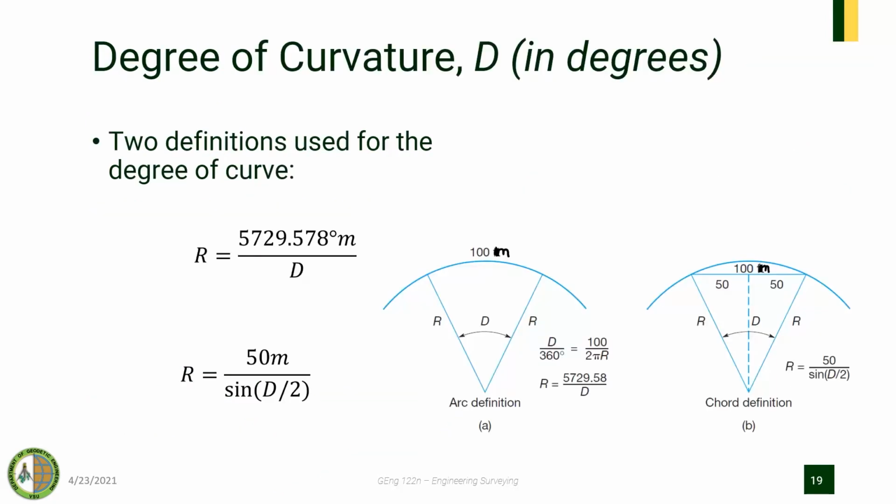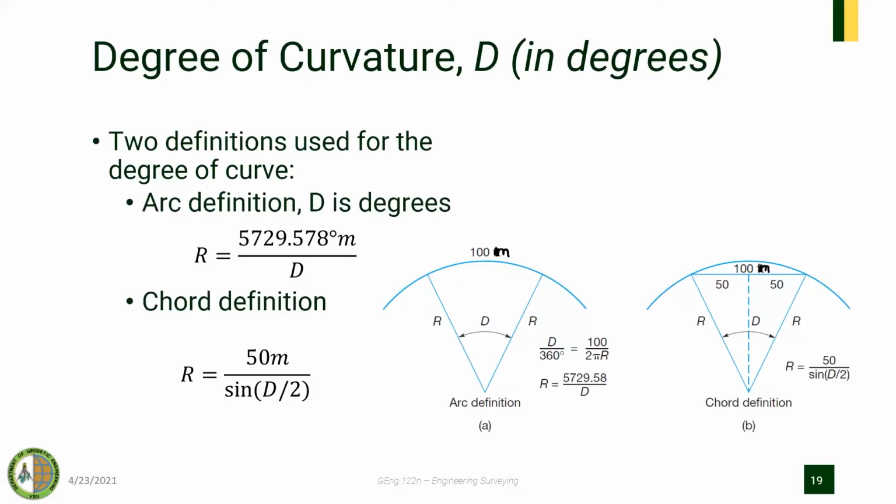So now we introduce the degree of curvature. Sometimes we design roads based on these terms. So we have D in degrees. In designing a curve, there are two definitions used for the degree of curvature. First, we have the arc definition, and second, we have the chord definition. So by arc, we write this one, and by chord, we have this one. Okay? So now we introduce this formula.